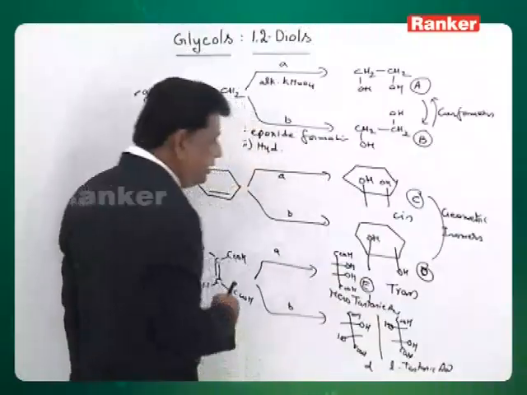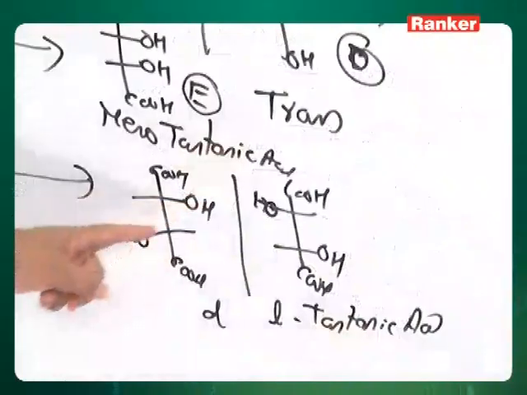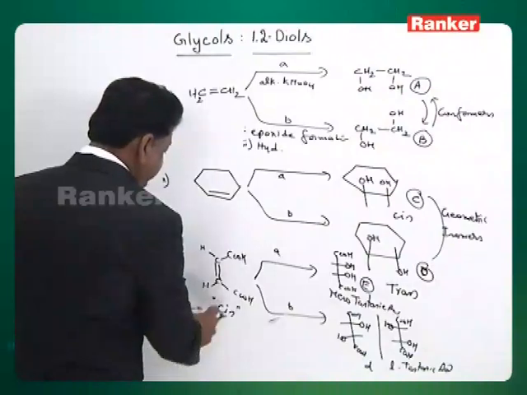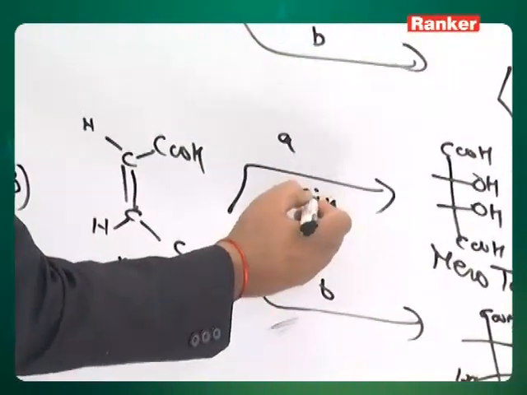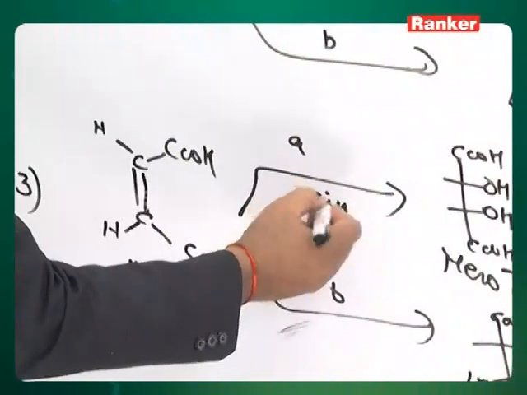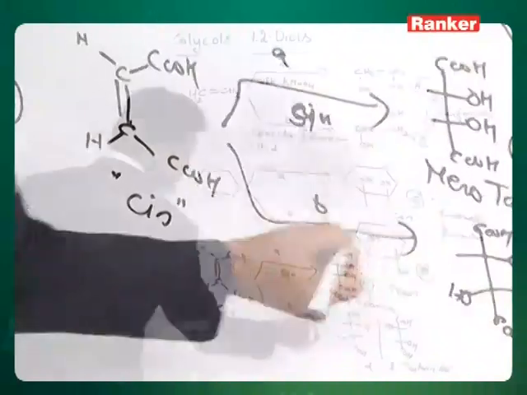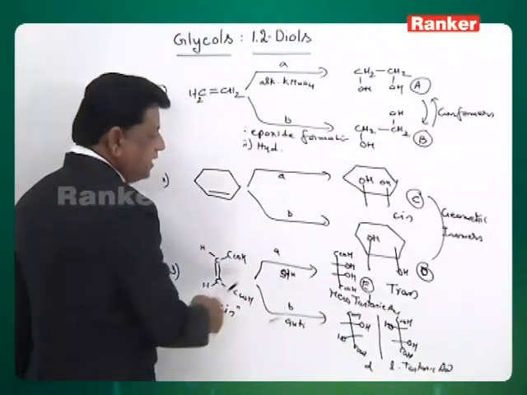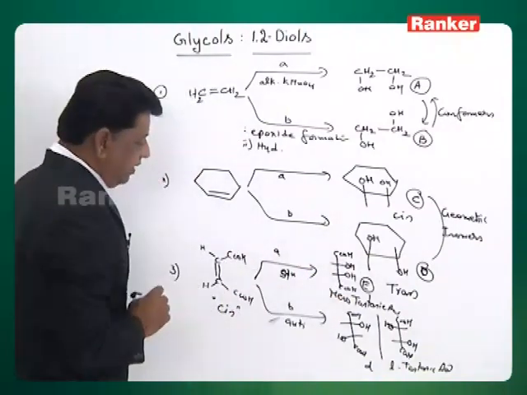So you get D-tartaric acid and L-tartaric acid, wherein the two OHs are opposite, as clearly mentioned. If the addition is syn type or cis type, and this is the anti type of addition, then syn addition will give the cis compound, with the OHs on the same side, and meso-tartaric acid is formed.